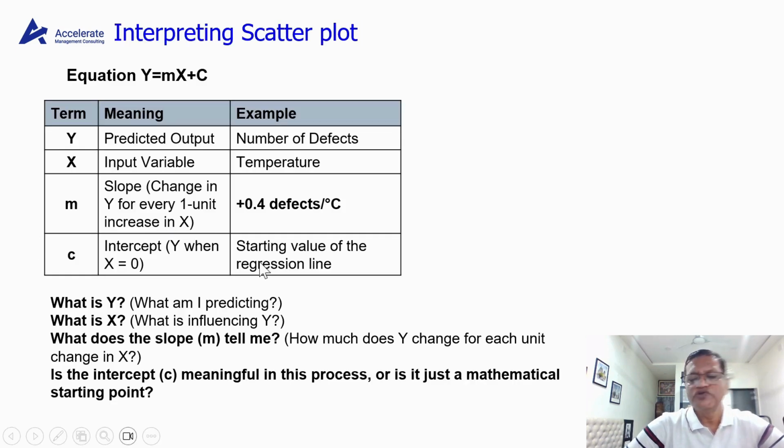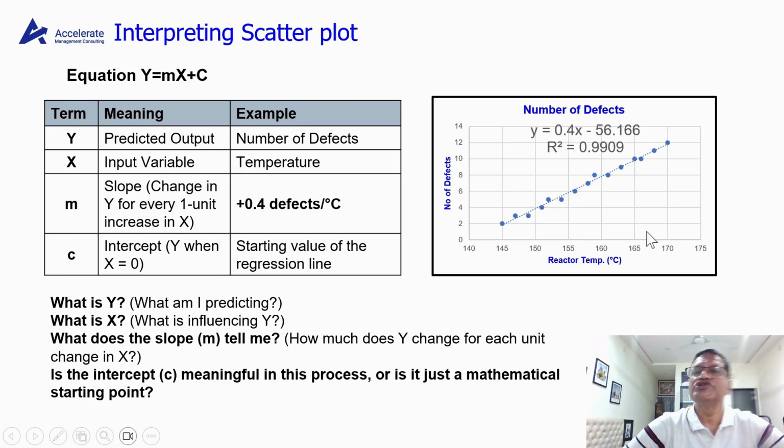Now you have seen that we have used this equation y is equal to mx plus c, and how to derive the equation I have explained to you when we are using Excel in scatter plot, and also R square. So this equation can predict the output. Y is the predicted output, that is number of defect in this case. X is an input variable.